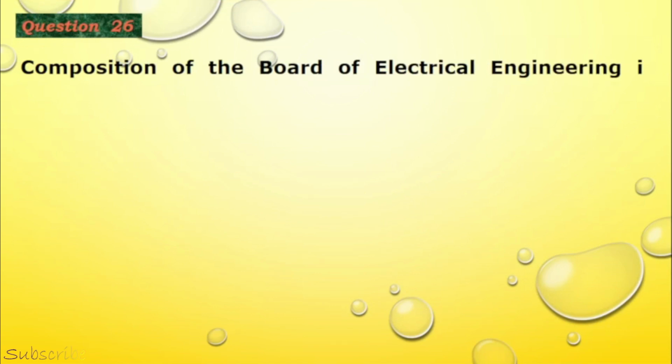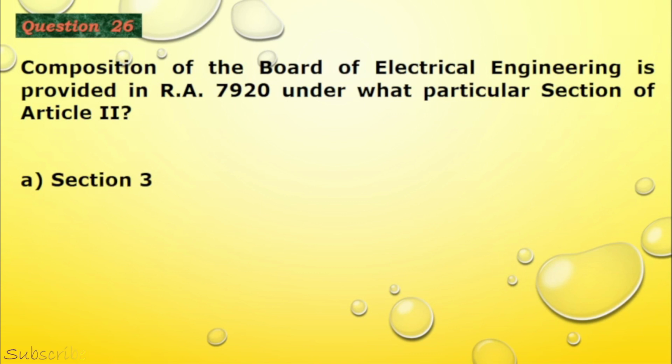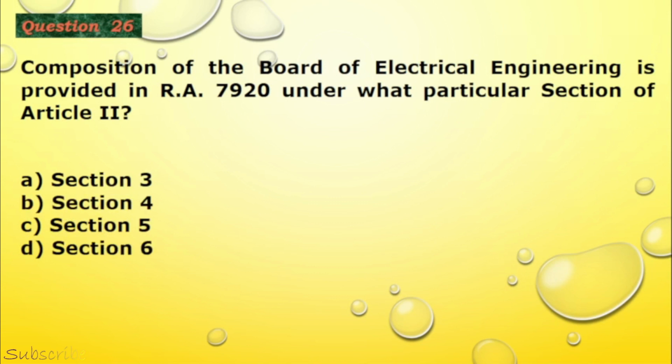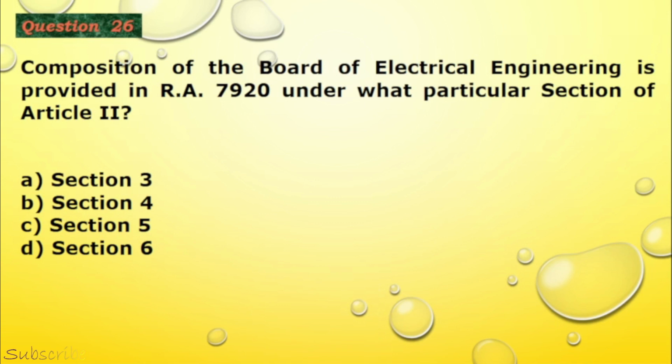Question number 26. Composition of the Board of Electrical Engineering is provided in RA 7920 under what particular section of Article 2? A. Section 3. B. Section 4. C. Section 5. D. Section 6. The correct answer is letter A, Section 3.